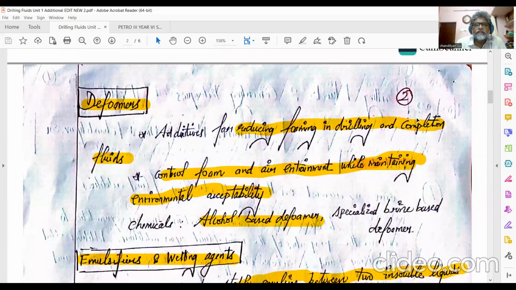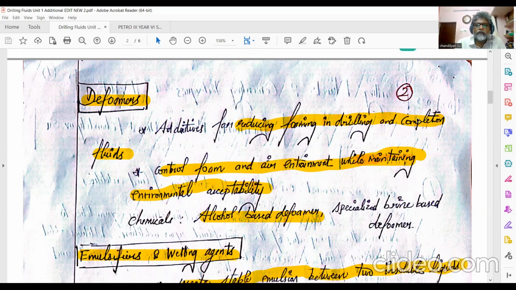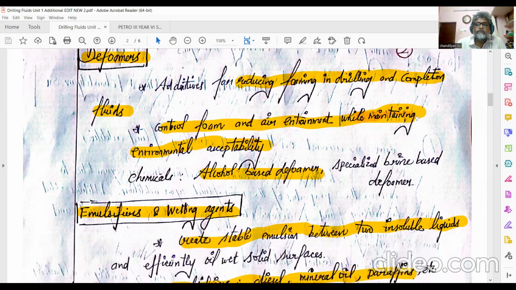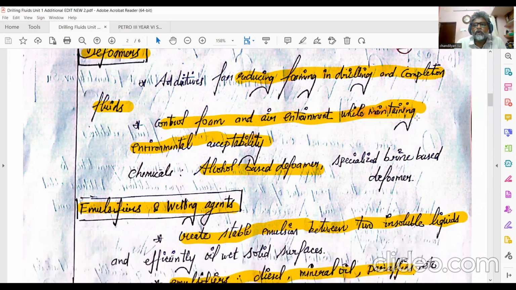Defoamers. Defoamers, the name itself speaks. The chemicals which will reduce the foam. So the chemicals which are able to reduce the foaming in drilling and completion fluids, to control foams and air entrapment while maintaining environmental acceptability. That means too many pollutants being added to the environment. If at all you are using defoamers, it will take care of it and it will control the foam happening in the drilling. Sometimes foam is itself a drilling fluid, which we'll be talking about in the next.